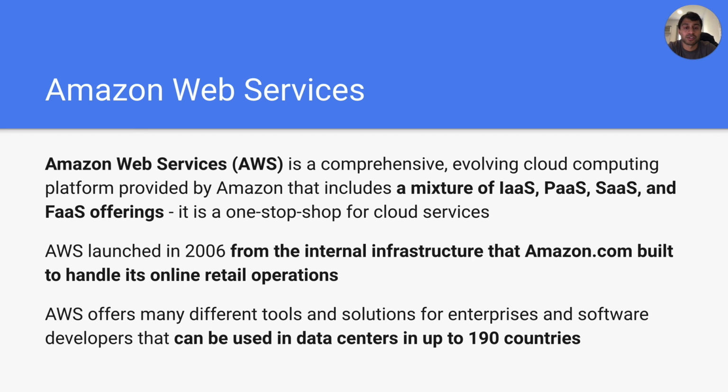AWS offers many different tools and solutions for enterprises and software developers that can be used in data centers in up to 190 countries. Groups such as government agencies, education institutions, nonprofits, and private organizations can use AWS services. Some of the biggest spenders on AWS are Netflix, Twitch, LinkedIn, Facebook, ESPN, and Twitter, and many, many more. Its net sales were $25.5 billion in 2019, and Contino's 2020 research report, The State of the Public Cloud and the Enterprise, shows that a whopping 64% of enterprises who are in the cloud in some capacity use AWS.